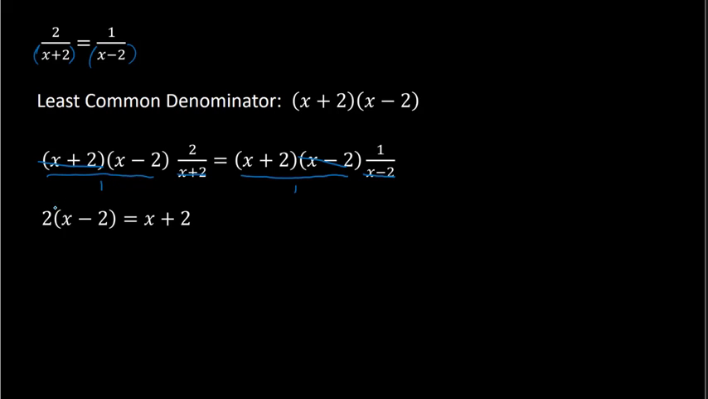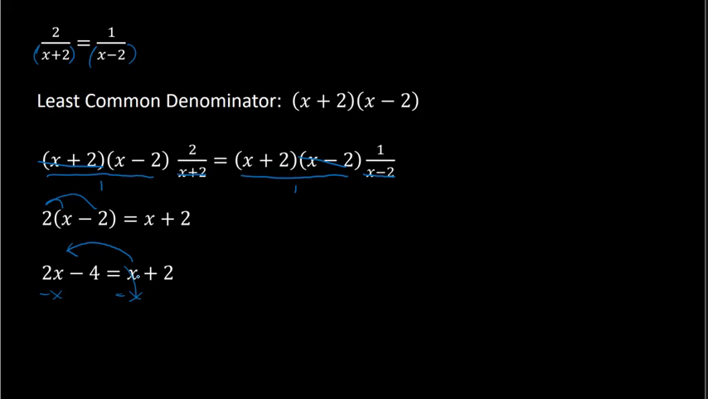And then from here I can solve. So to begin, I can distribute 2 times x, 2 times negative 2 to get 2x minus 4. Alright, and then from here I want to bring x to the same side. So I can bring this x over, and I can do that by subtracting.